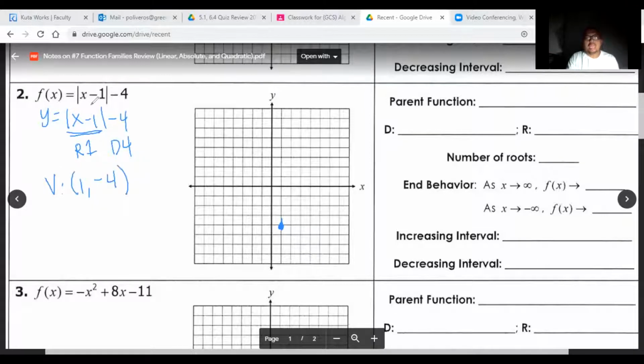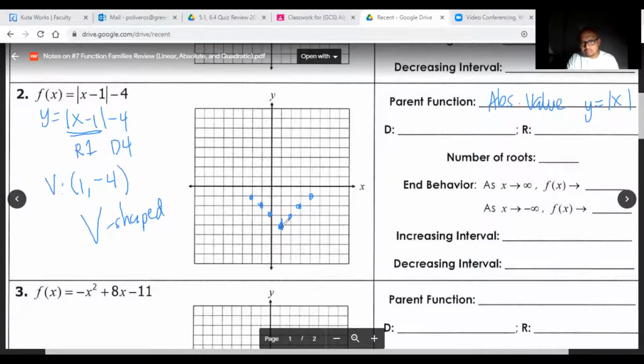It's an absolute value, so we expect a V-shaped graph here, right? The parent function here is y equals the absolute value of x. And the pattern here is 1 up, 1 over, 1 up, 1 over, 1 up, 1 over. Do the reflection on the other side.